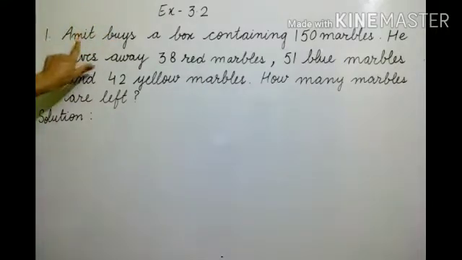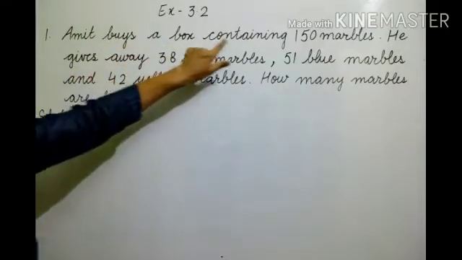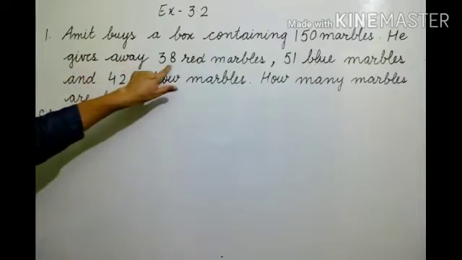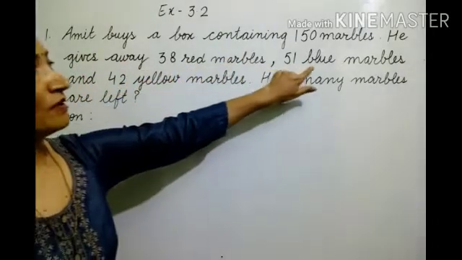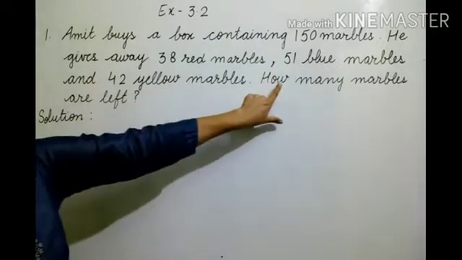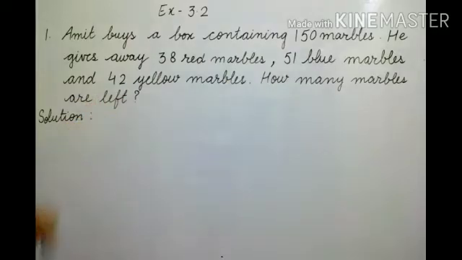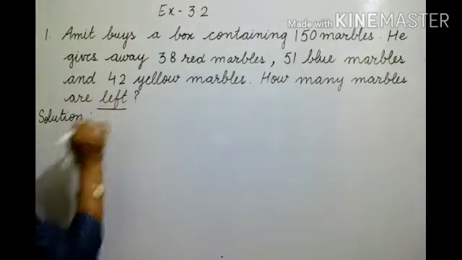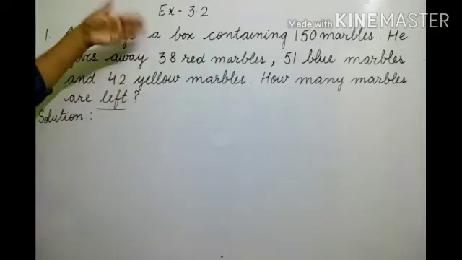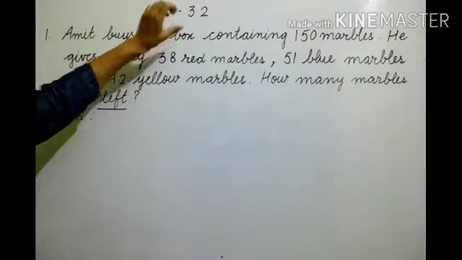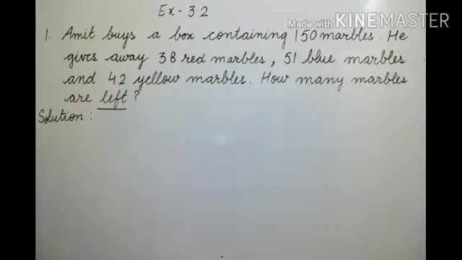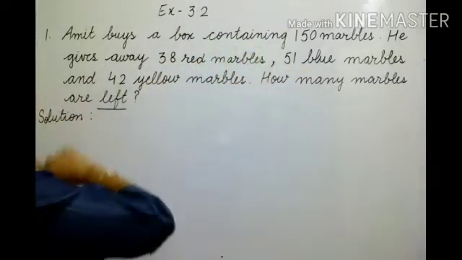First question: Amit buys a box containing 150 marbles. He gives away 38 red marbles, 51 blue marbles and 42 yellow marbles. How many marbles are left? Left is a subtraction word, as I told in the starting. Now again we will understand the statement. Total marbles are 150 and marbles given away 38, 51, 42.